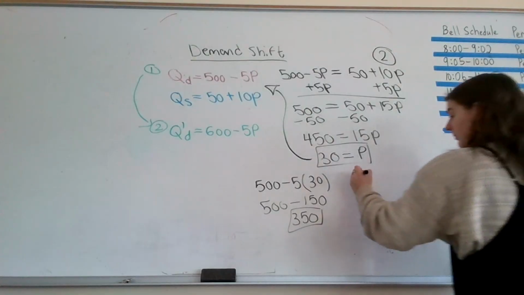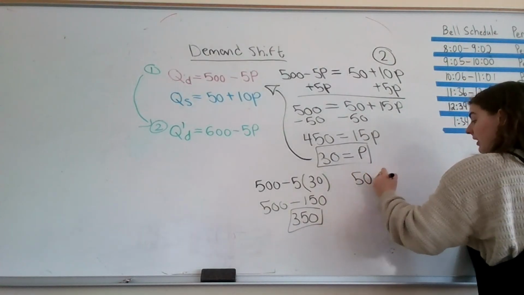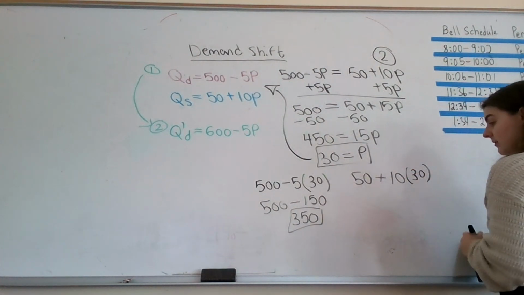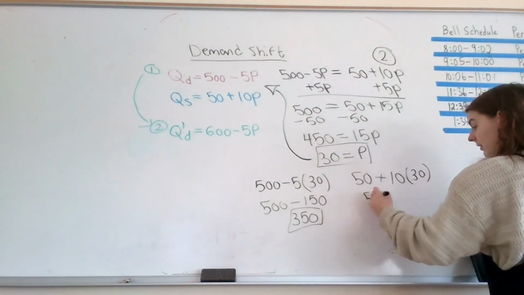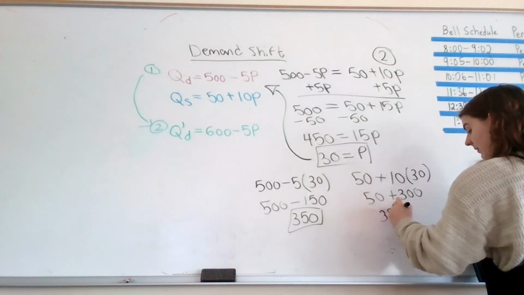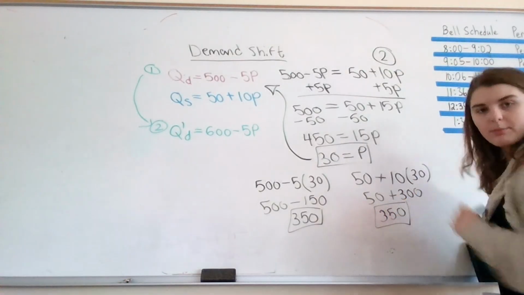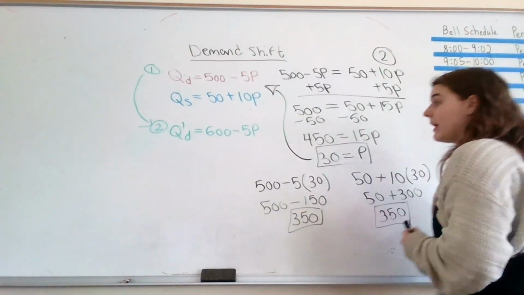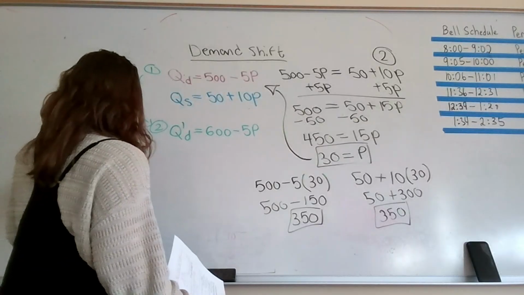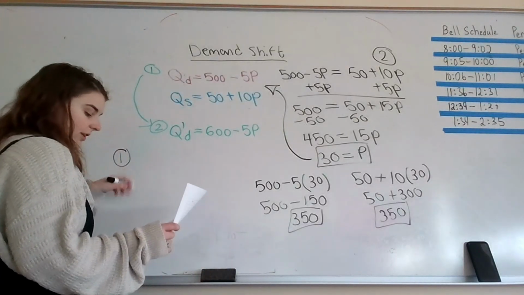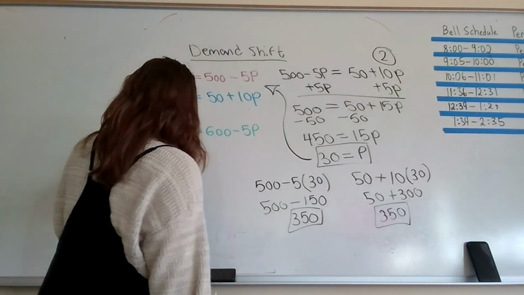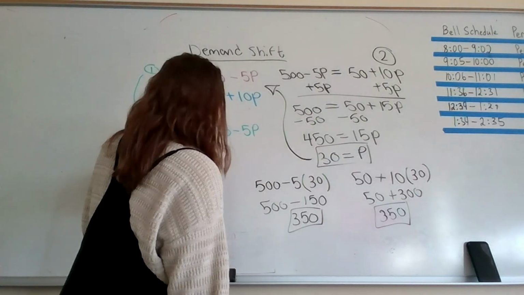We do the same thing with supply. We got that 50. We're going to add 50 plus 300, 350. Beautiful. Our first equation wants our original equilibrium. Our original equilibrium is at a price of 30 and a quantity of 350.